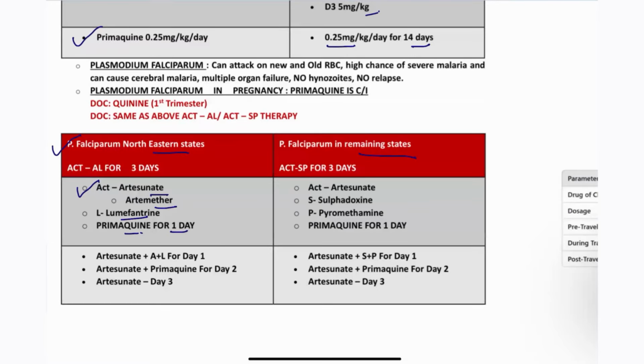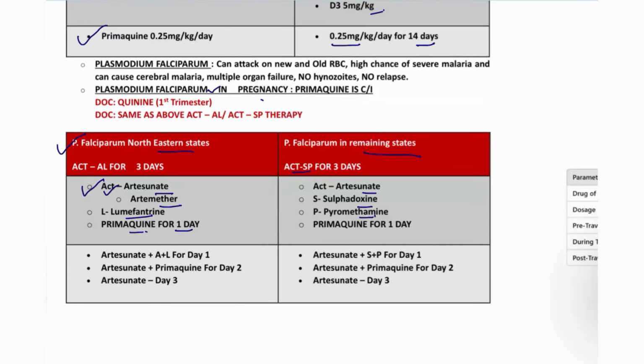Next, falciparum patients who are in the pregnancy period: primaquine is contraindicated, and quinine is given in the first trimester, and ACT AL, ACT SP is given in the second and later trimesters.